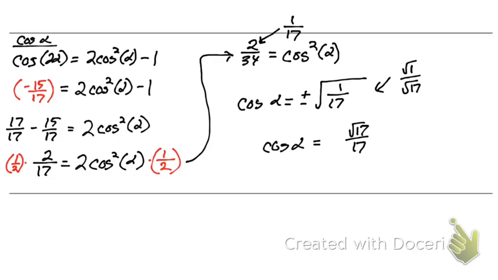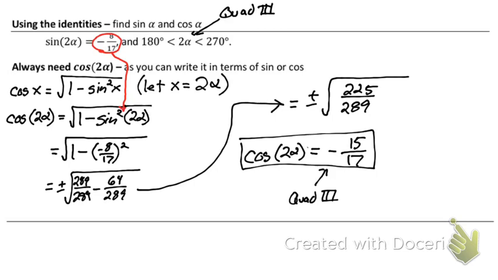Now we have to decide if it's positive or negative. Mark, why don't we plug in, instead of plugging it in like 2 alpha, why don't we plug in cosine squared alpha for like 225 over 289? Isn't 225 over 289 the same as cosine squared alpha? It is not. That would be cosine squared 2 alpha if I'd square both of these.